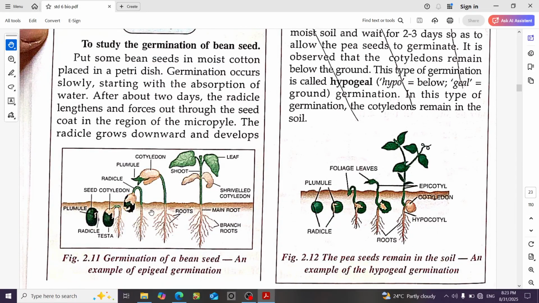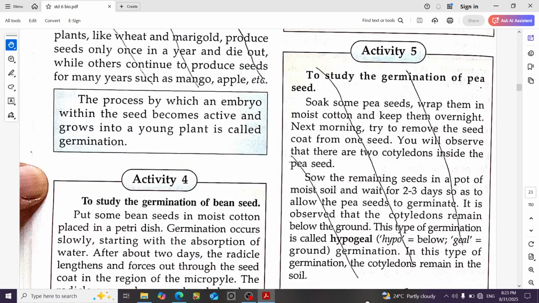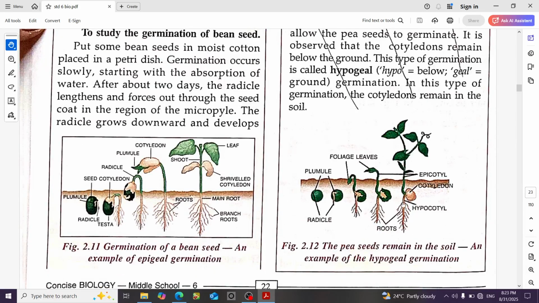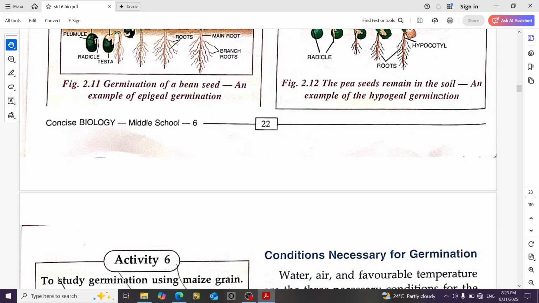Now here they have shown us how the germination of bean seed occurs. So you can see the small radicle and plumule coming out. Cotyledons are there. Leaves are formed. A new plant comes into the world. You can study with the help of this. Here they have shown us the different stages. Have a look at it.